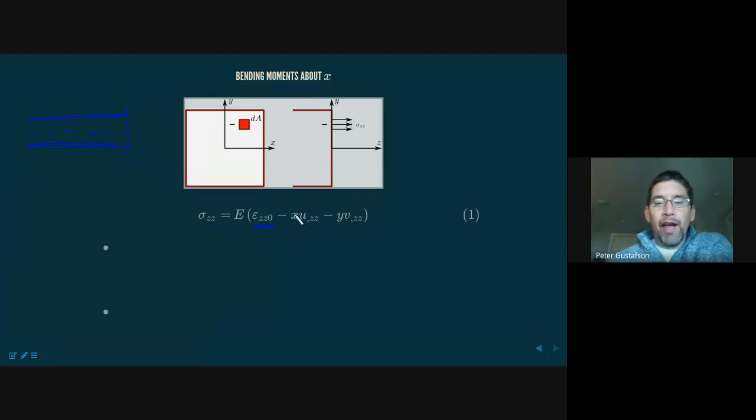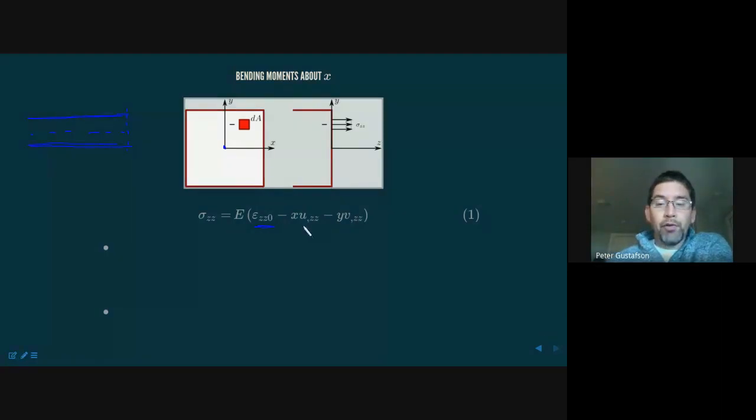Minus now the x position within the cross section times u comma zz, and the y position within the cross section times v comma zz. Again, x and y are just defined up here in this image, always measured relative to the centroid, which in this case is in the center.